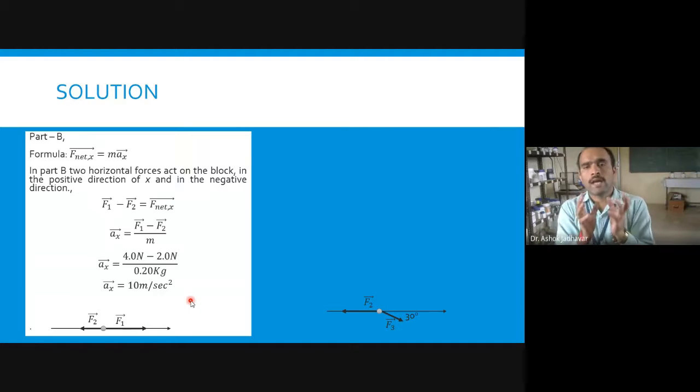So what we have seen is that we are having one system, and the system is moving along the x-axis. It has one force along the minus x-axis. So I can determine the net force acting on it. So that net force will be what? F1 minus F2. So that I have written down here. Which is nothing but the net force acting on that block. So I know the formula: F net is equal to max. So using this max and F1 minus F2, I can write down ax is equal to F1 minus F2 divided by m. So ax is equal to 4 Newton minus 2 Newton divided by 0.20 kg.